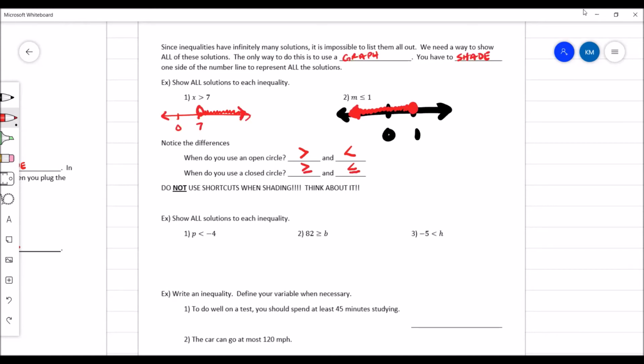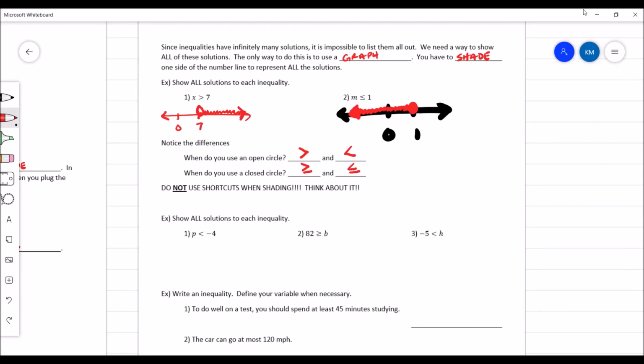Okay, basically when it's or equal to, we're shading that circle to let everybody know that that number is a part of the solution. When we leave the circle open, we're basically saying as close to this number without actually being this number. Okay, because if x is greater than 7, 7.00001 is a solution. Okay, so we use that open circle just to make sure that we are saying as close to the number as possible.